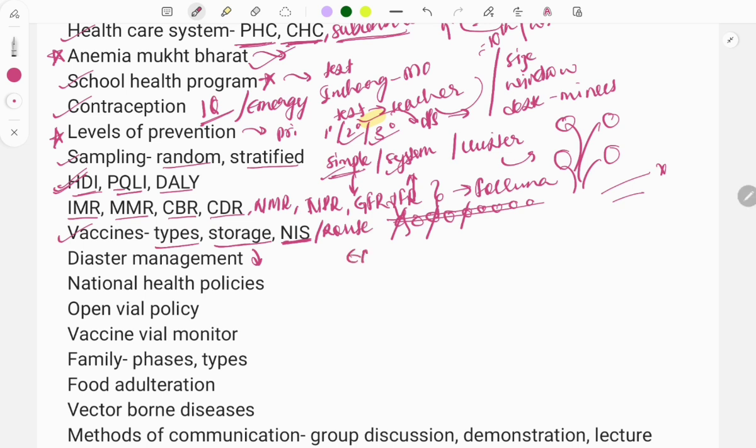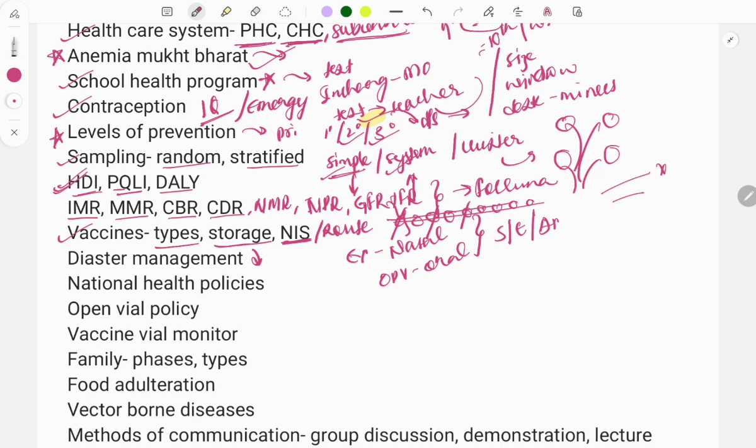Like for example, the live influenza virus, we give it by the nasal route. Then the oral polio virus, we will give it by the oral route. Okay, so these were some examples of the route. And also questions are asked on the side effects or the adverse effects related to the vaccine.